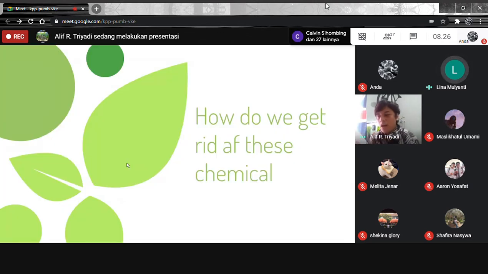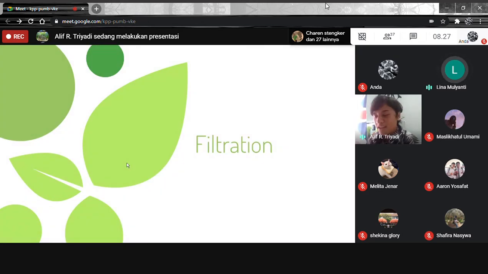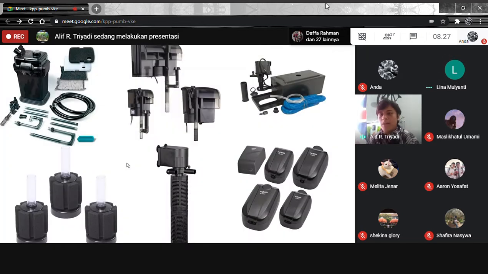Now, how do we get rid of these chemicals, you say? Well, it's all about the filtration. Filtration can be made with many different engines and machines. For example, this right here is called an outside filter or an external filter. This is one of the best filters you can find in the hobby. And inside it, you can find some filtrating materials and gigantic machines such as these. And there are many kinds of filtration, from sponge filters, hang-on-back filters, and on-top filters, all of which you can buy at a certain price.